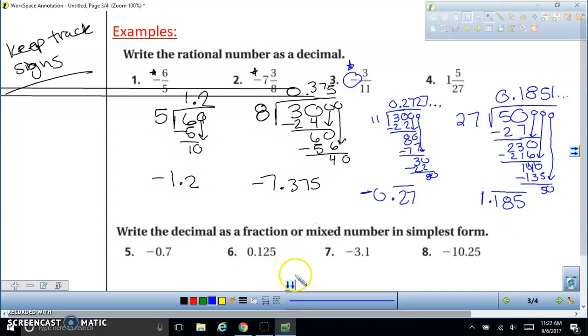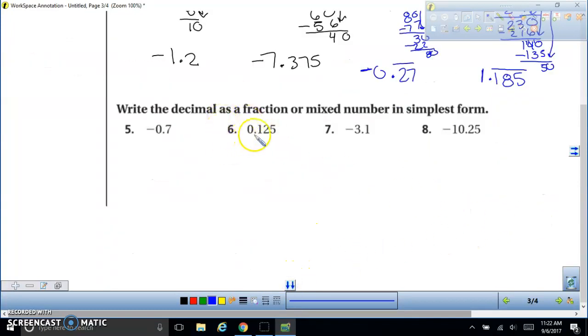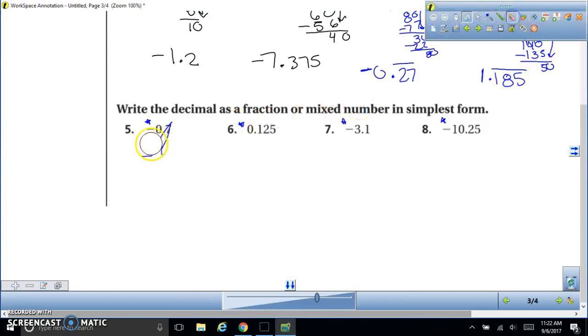All right, example 5. Write the decimal as a fraction or mixed number in simplest form. Don't freak out about this. This is super easy. I just want you to be able to pay attention to the signs going on. I know you know how to work with fractions and decimals, so this will be a quick review. This is going to be negative 7, keep track of the sign, and this is tenths. Can this be reduced? Nope, and we're good to go.